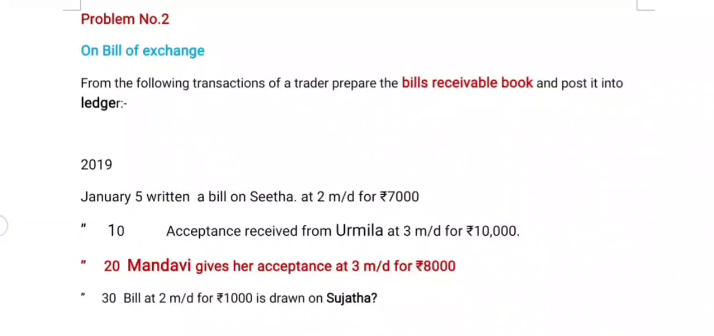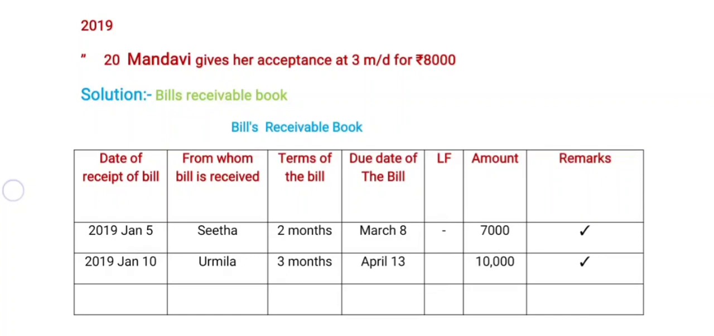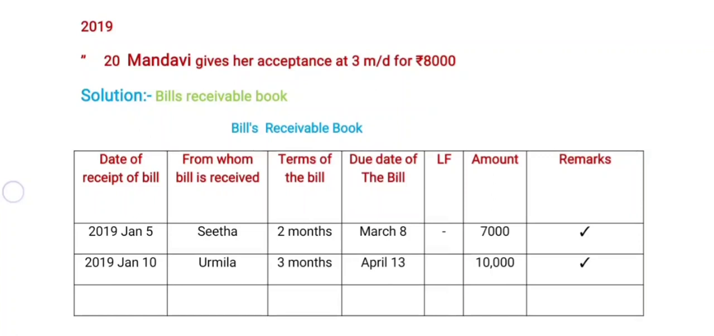Here clearly define all details. We are going to the bills receivable book. The given transaction is 2019 January 20. Mandavi gives her acceptance at 3 months for 8,000 rupees. Here the given date is the receipt date, Jan 20. Then coming to whom the bill is received from, here Mandavi, the name of the customer or debtor. Now coming to terms, here clearly defined, it is 3 months. Now coming to the due date of the bill, it is explained with the help of the working note.